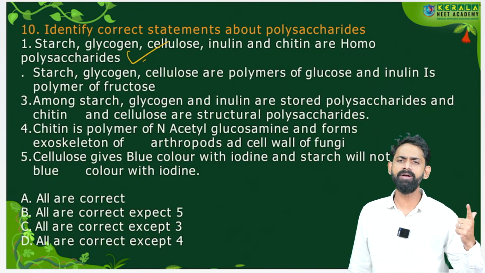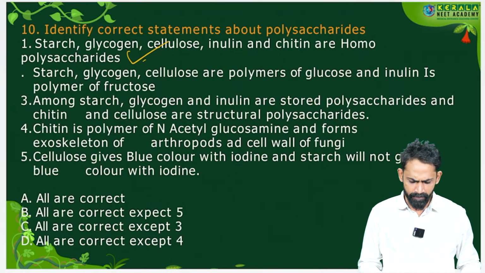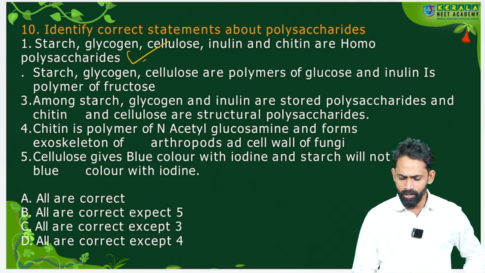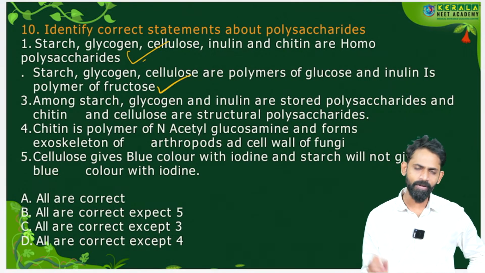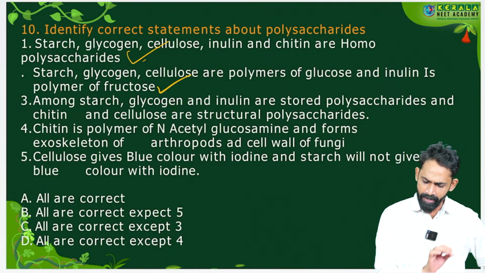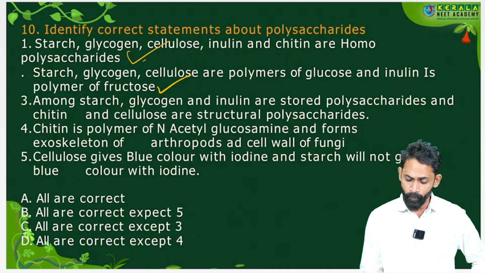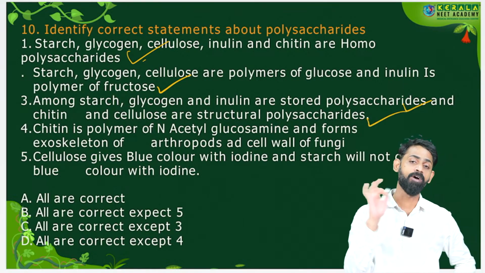Starch followed by glycogen. Next one is the cellulose, chitin and inulin. Among these, starch, glycogen, cellulose are the polymers of glucose. Inulin is a polymer of fructose. Among starch, glycogen and inulin are stored polysaccharides. Chitin and cellulose belong to structural cell wall polysaccharides.